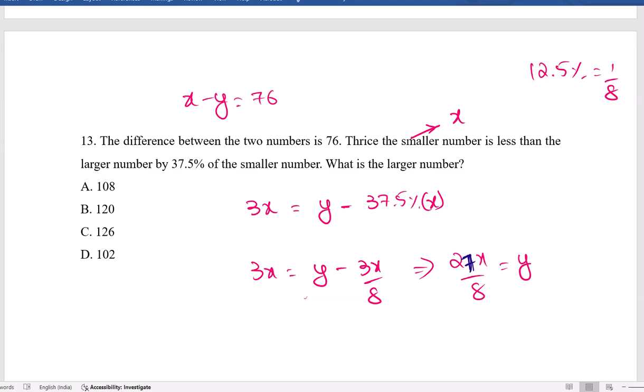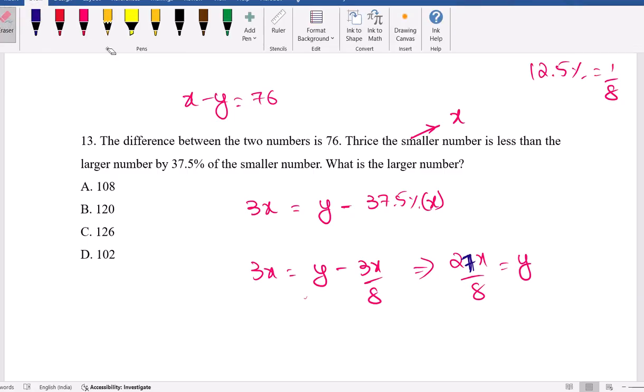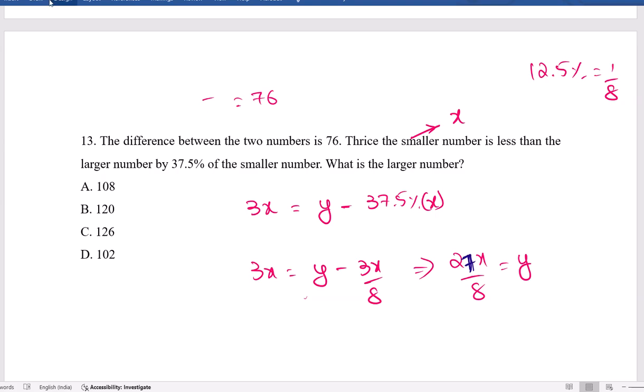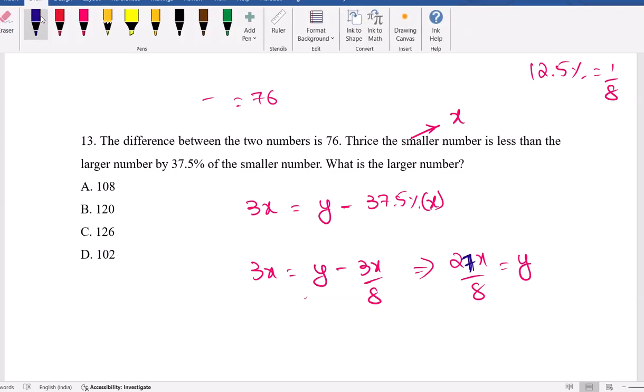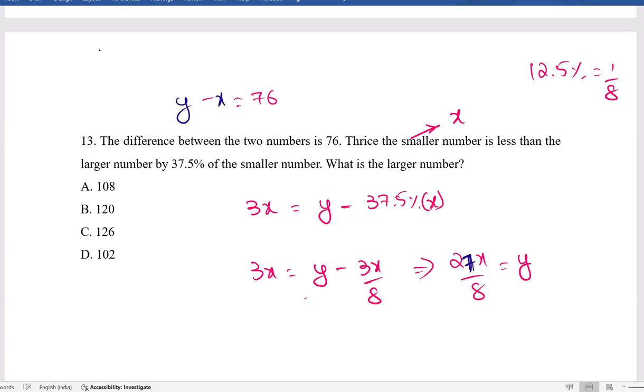yeah, fine. Anywhere going wrong? Thrice the smaller number is less than the larger number by 37.5%. Here, as I taken x is smaller number and y is larger number, we have to put this as y minus x. I taken x is larger number, so difference should be always larger minus smaller, right? Then put this expression here.